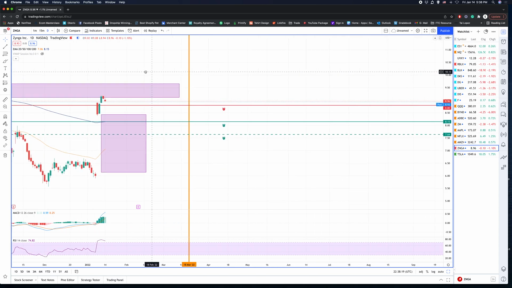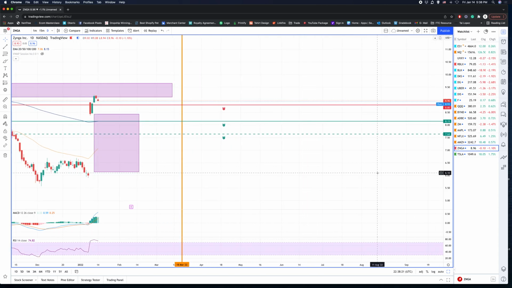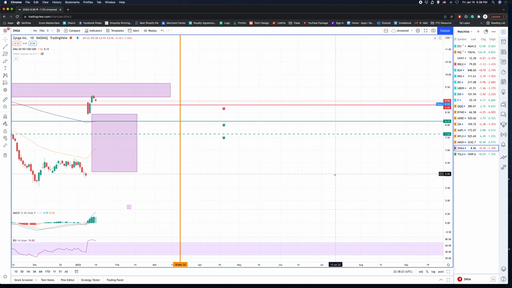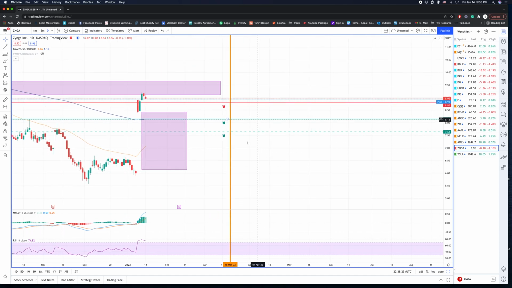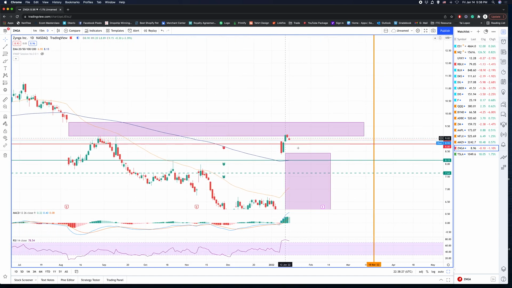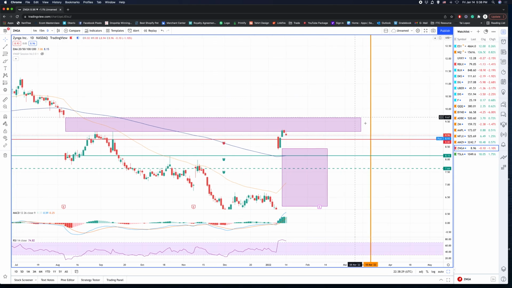So later on in the future, give it some time, it's going to fill all of this gap right here. So it's going to be a nice put, but it's going to take some time.